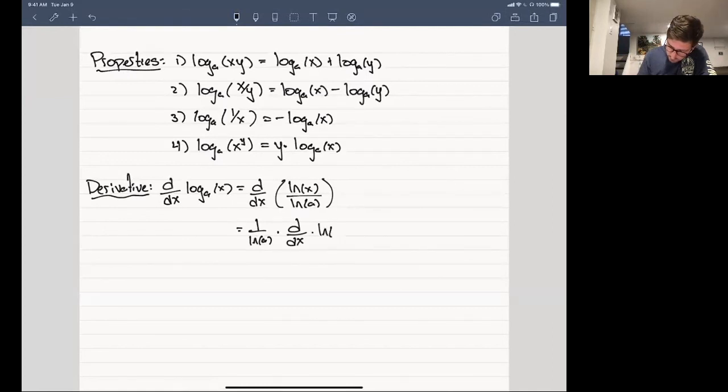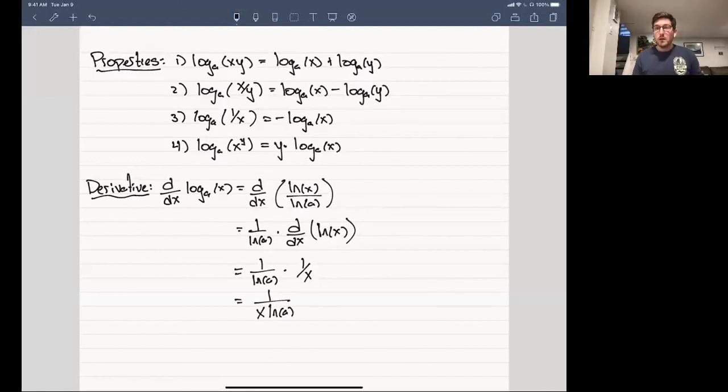ln x, sorry, shouldn't be a multiplication there. And now we know the derivative of ln x is 1 over x. So we get 1 over ln a times 1 over x, which I'm just going to write a little prettier, x times ln a. So again, the only new thing here is this factor of ln a that's floating through. But it's essentially the same derivative.